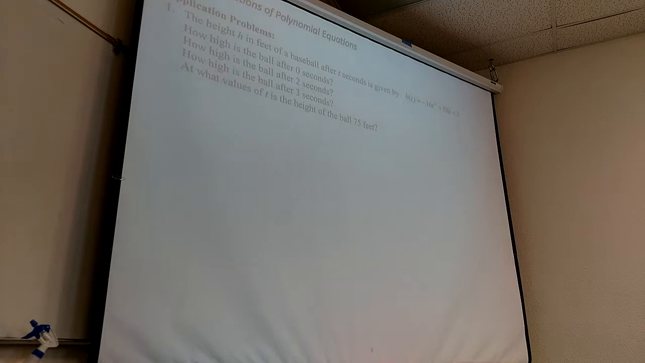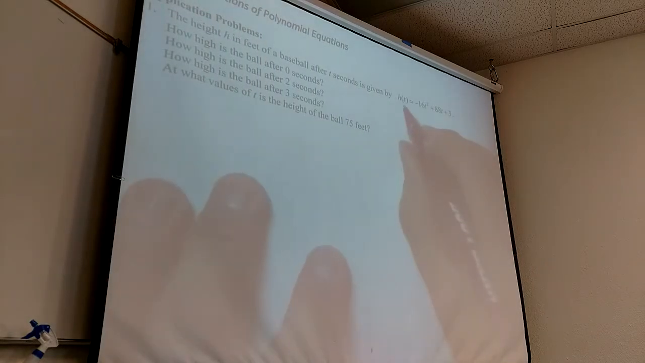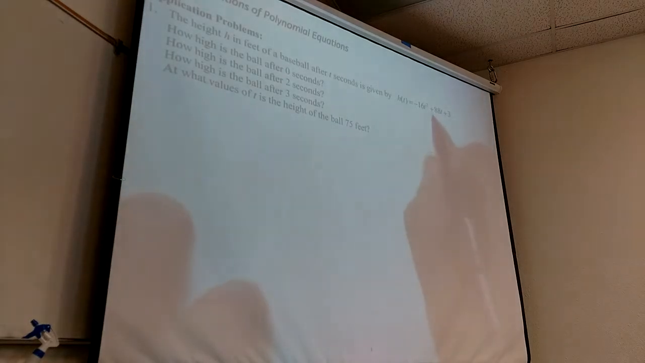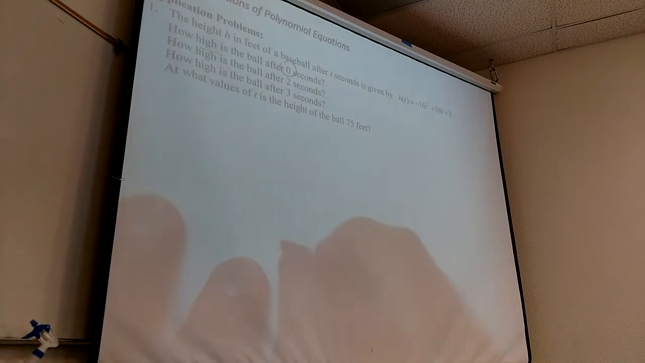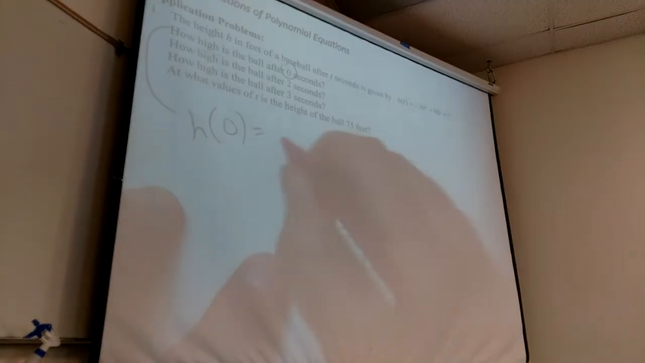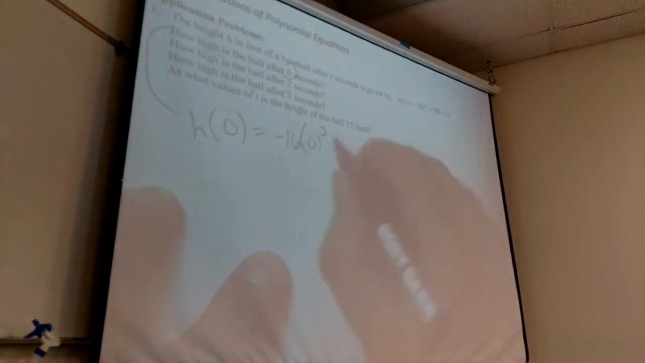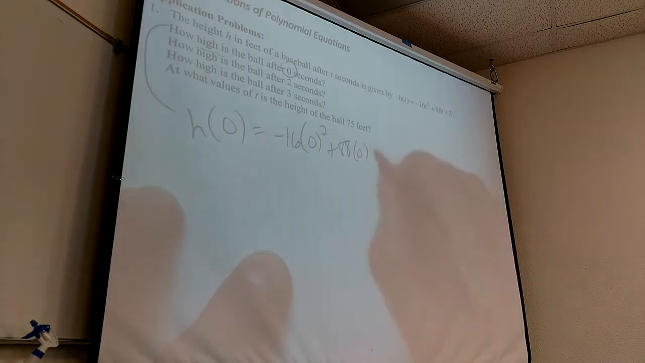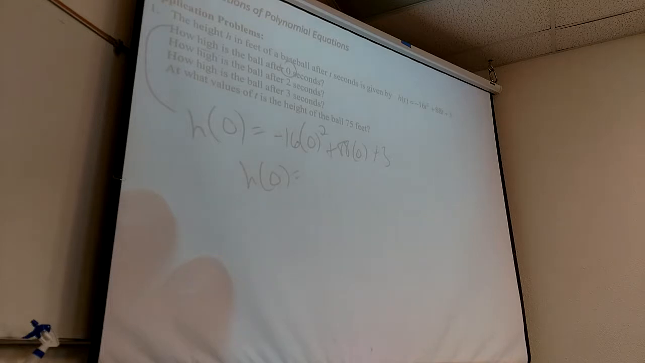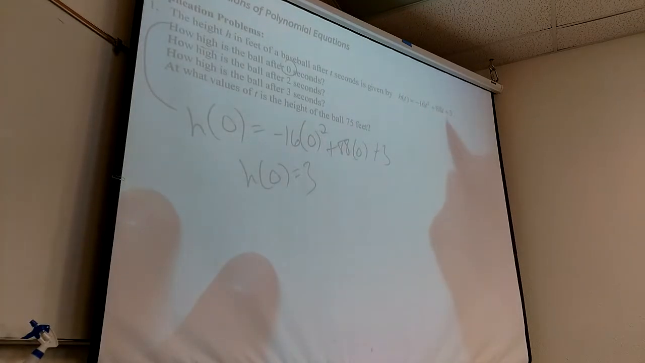So, what does H represent? Height of the baseball. And what does T represent? Time in seconds. So when they say, how high is it after 0 seconds, what are you going to do? Plug 0 in for T. So this one is just H of 0. So H of 0 is, I think somebody said it, 3. It kills all the stuff with T in it.